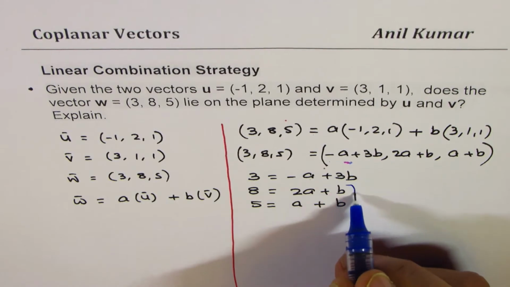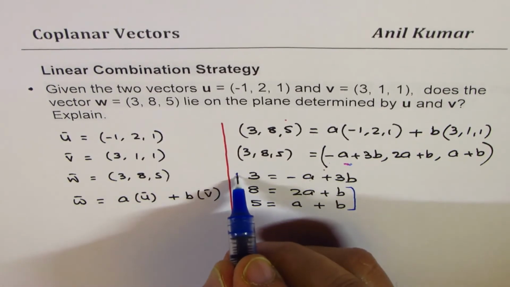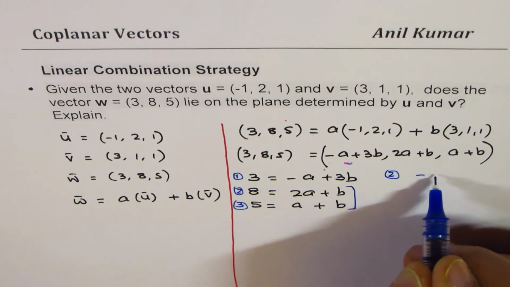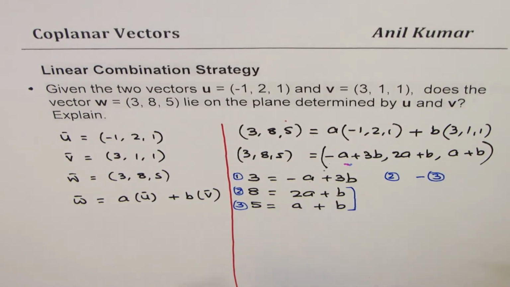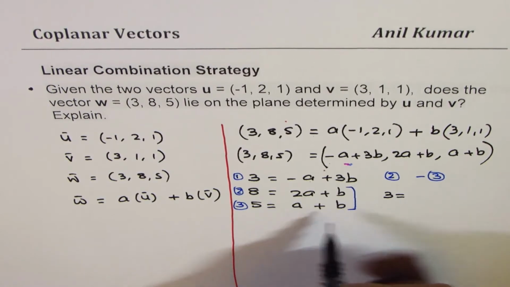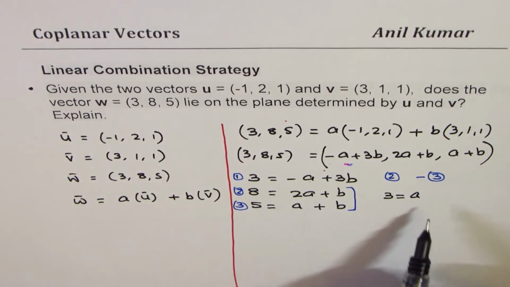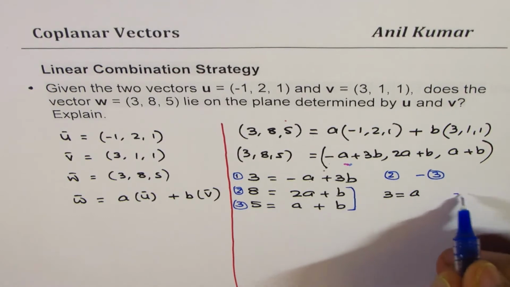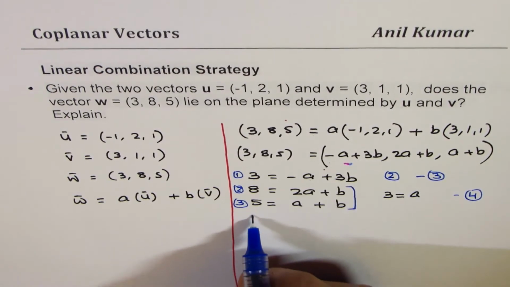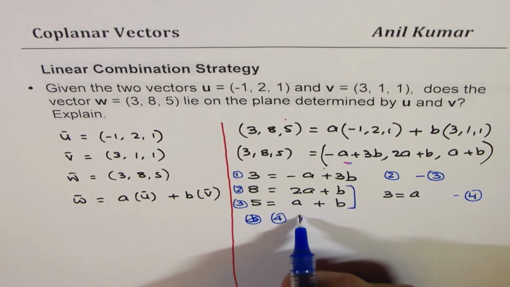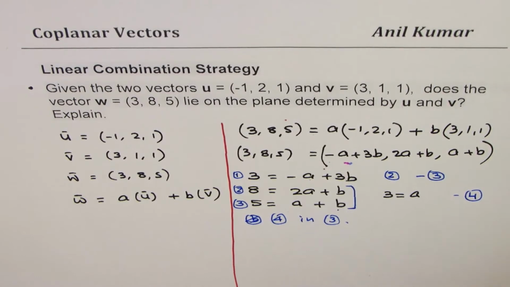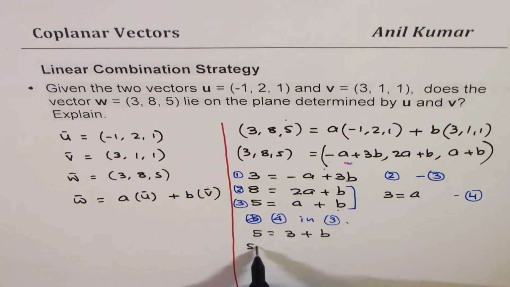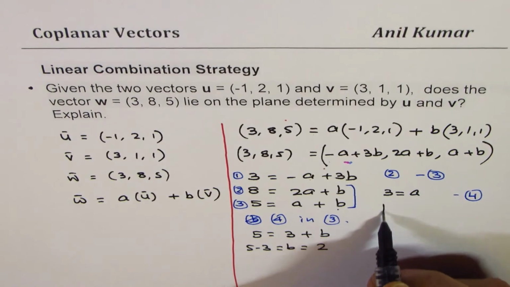Let me call them equation 1, 2, and 3. If I do equation 2 take away equation 3, then what do I get? We get 3 equals A. So the value of A is 3. Let me call this equation number 4. If I substitute equation 4 in 3, I get the value of B. So 5 equals A, which is 3, plus B, and therefore 5 minus 3 equals B, which is 2. So the value of B is 2.